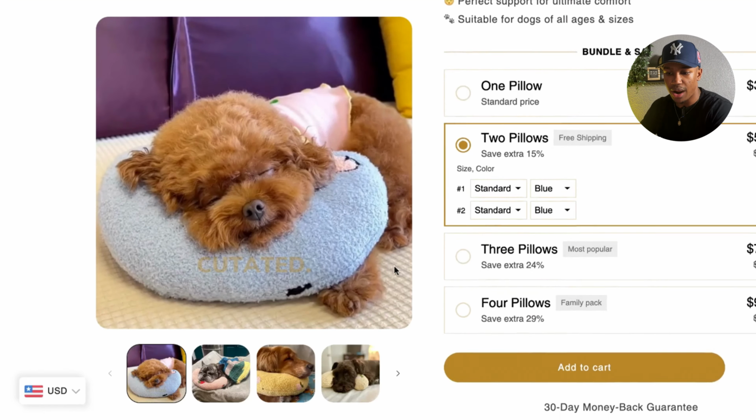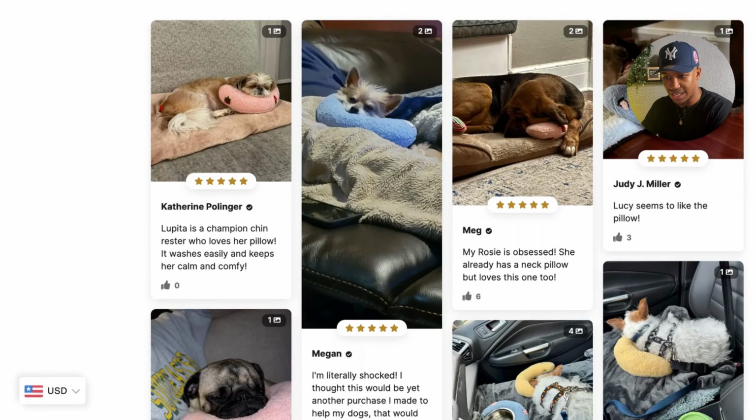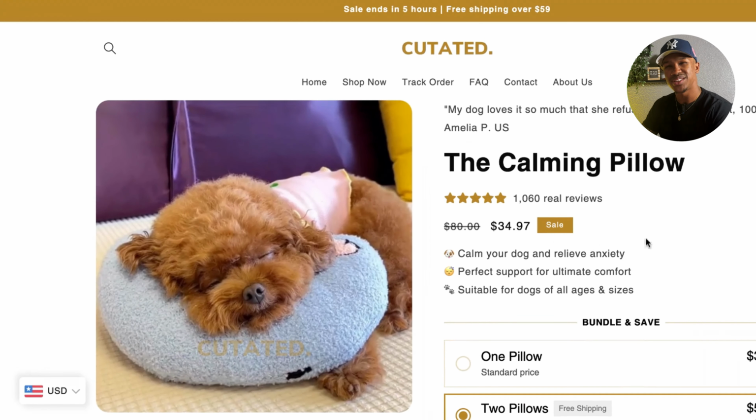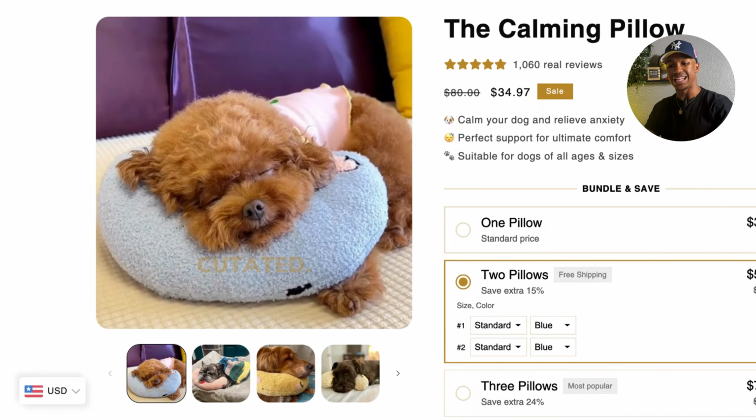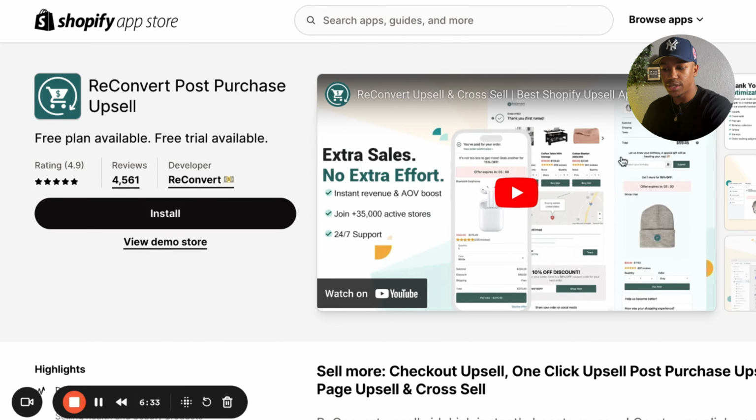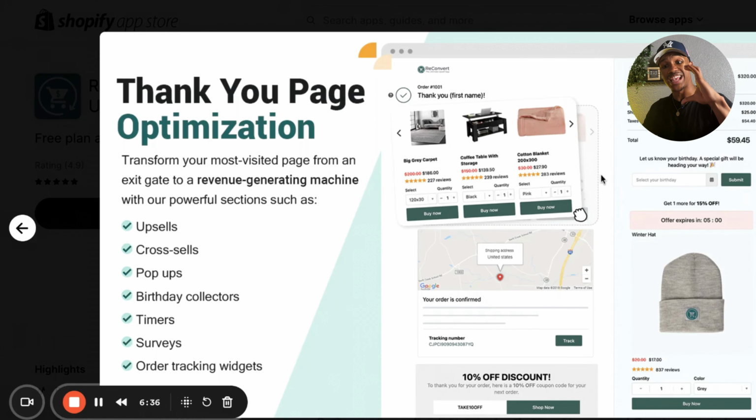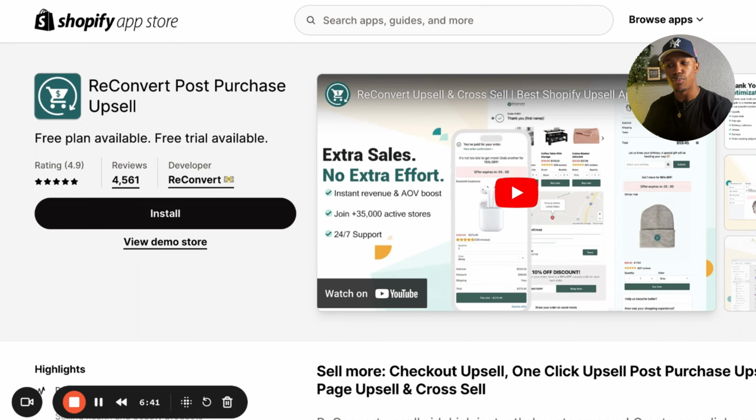Whenever you have the product on your sales page like this, you kind of give them too many options, and simplicity always wins. So if you have it there, they're probably not going to buy, like seeing it on there. They're probably just here for that calming pillow. So that's why this app called Reconvert shows it on the thank you page and shows it as well on that checkout page, because once again, you're more likely to buy that product because you're already in that buying mode. So that's a big one.